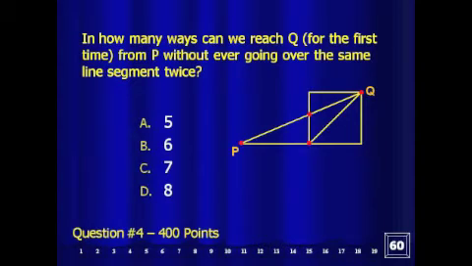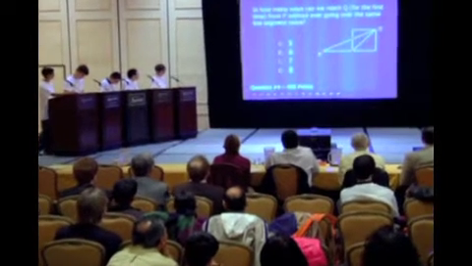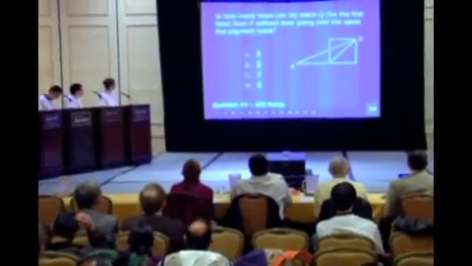Question 4, 400 points. In how many ways can we reach Q for the first time from P without ever going over the same line segment twice? And so you can see the line segments there in the diagram, we hope, and where P and Q are. And so are there 5 ways, 6 ways, 7 ways, or 8 ways? It's worth 400 points, and you have a minute, 60 seconds.